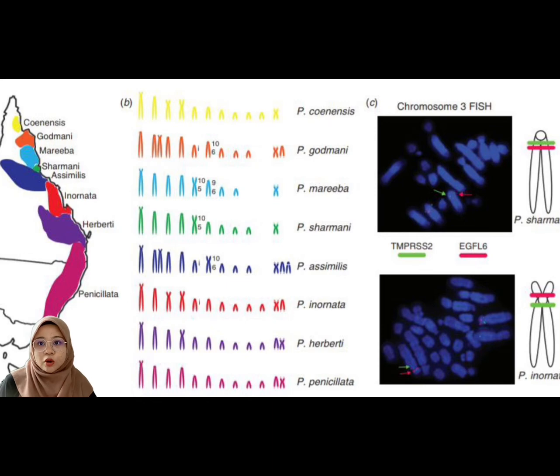C. Mapping of chromosome 3 genes, e.g. FLA in red and TMPRSS2 in green. The location of these genes demonstrates that a rearrangement of chromosome 3 has occurred between these two species, highlighting the value of cytogenetics in determining gene order.